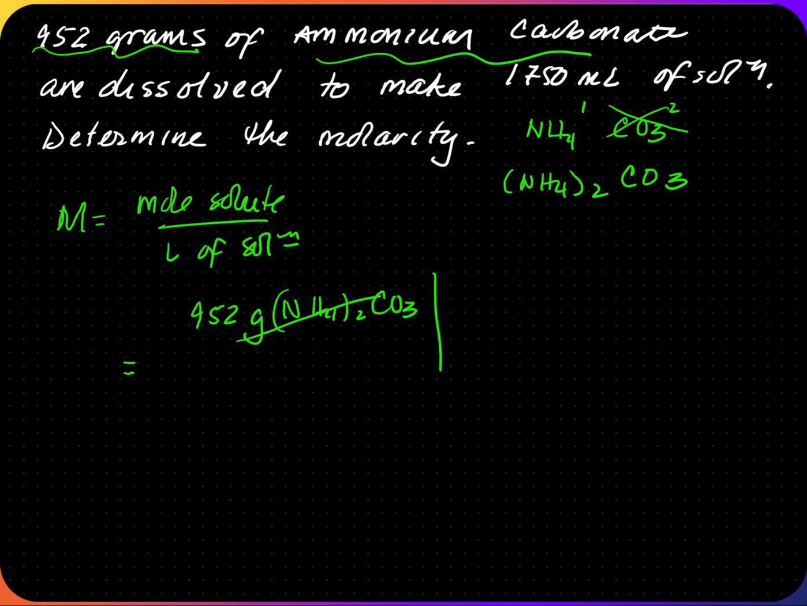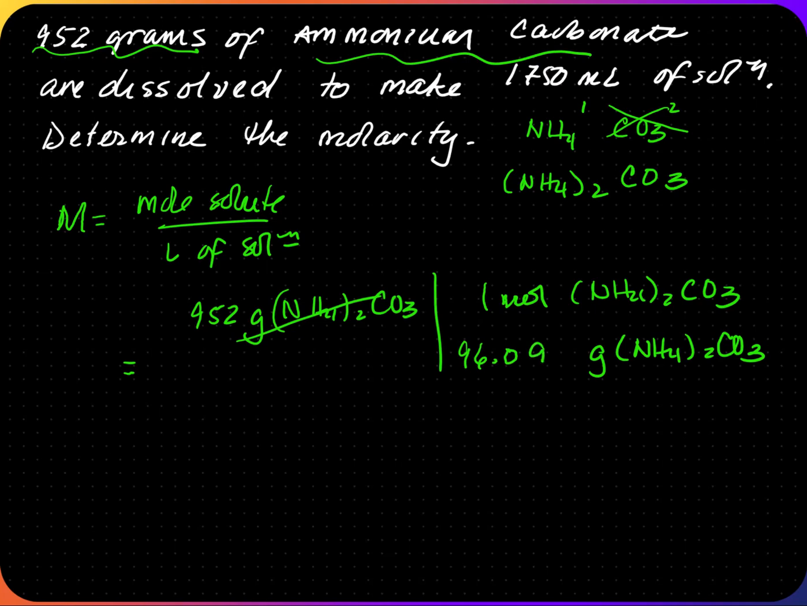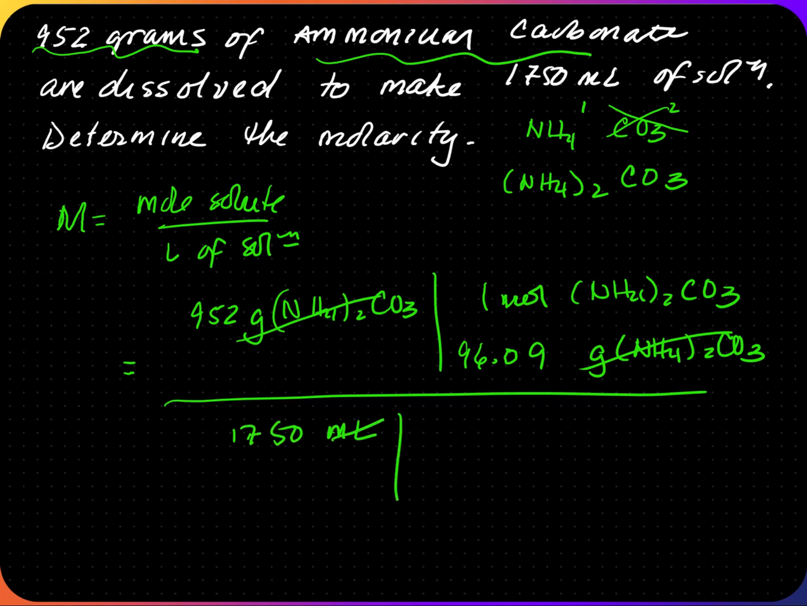Converted, diagonals have to be the same, so this is going to be grams of (NH4)2CO3 to 1 mole of (NH4)2CO3. The molar mass, 96.09 grams. The volume of solution is given in milliliters, so I need to convert that. So I start with milliliters. Milliliters, 2 liters, 1 liter, 1000 milliliters. Cancel out and do all your math.